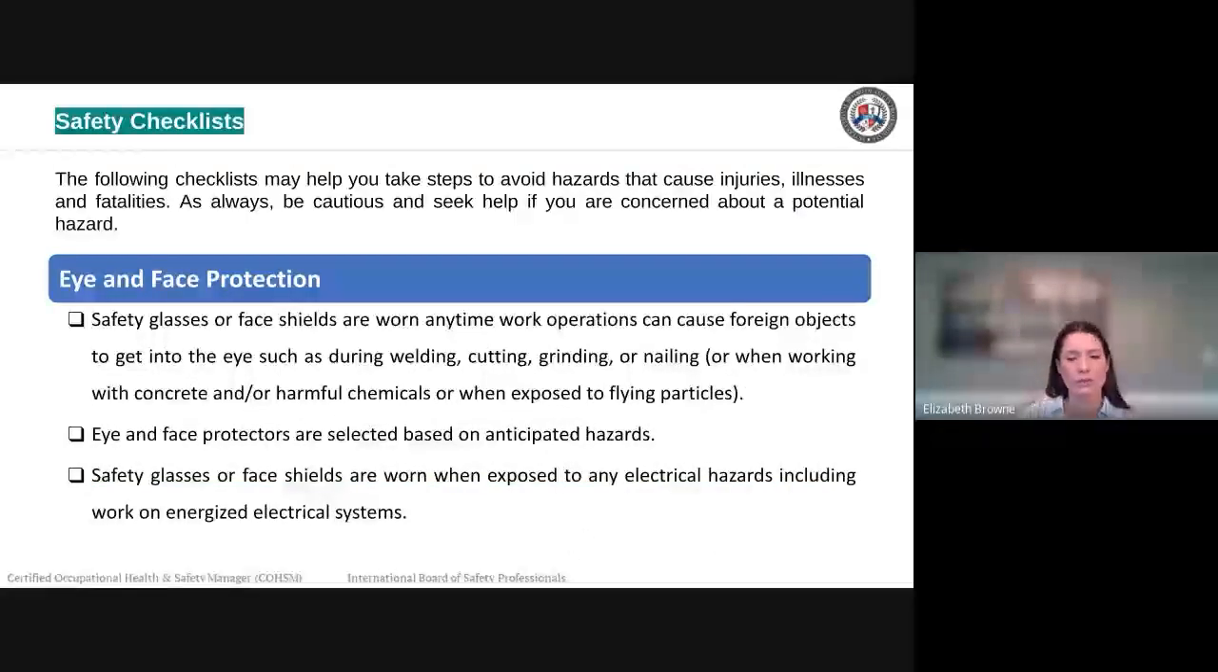All right, so let's review some safety checklists that will be helpful in your endeavors as an occupational health and safety manager. They can help you take steps to identify hazards and suggest hazard controls that will help prevent injuries, illness, and fatalities from occurring. So, evaluating eye and face protection: are safety glasses and face shields worn when foreign objects can get into the eye, are eye and face protectors selected based on the anticipated hazards, and are safety glasses and face shields worn when exposed to any electrical hazards.